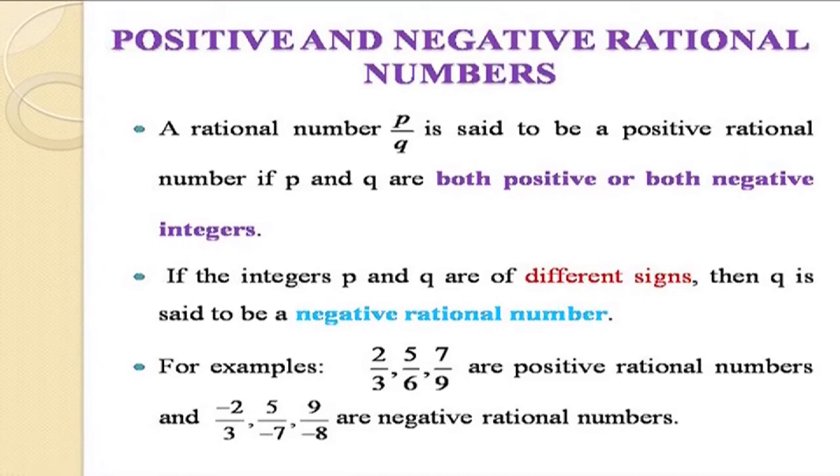And minus 2 by 3, 5 by minus 7, 9 upon minus 8 are all negative rational numbers because either the numerator or the denominator, one of the signs is negative. Therefore, minus 2 by 3, 5 by minus 7, 9 by minus 8 are all negative rational numbers.